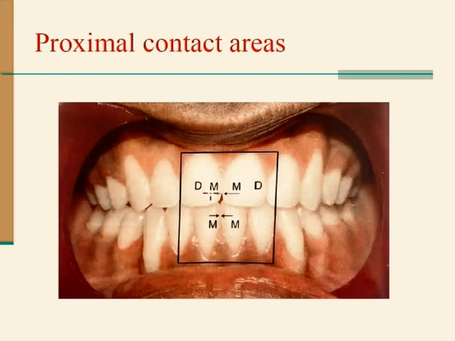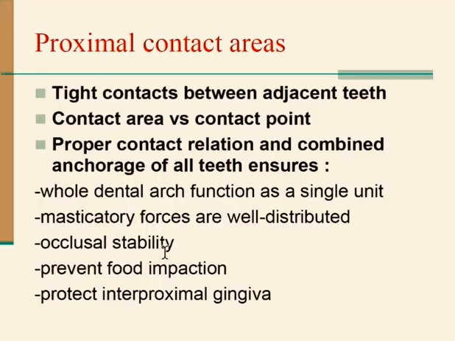The adjacent teeth should have, as we said, proper contact relationship in between them. As an exception, the maxillary and the mandibular central incisors have mesial to mesial, while all other teeth have mesial to distal. Between the maxillary and mandibular teeth we have tight contacts, a V-shape, as we said, to help the anchorage. Proper contact relation between the adjacent teeth helps for different reasons. First, the adjacent teeth are in contact with each other, so the whole dental arch will function as one unit.